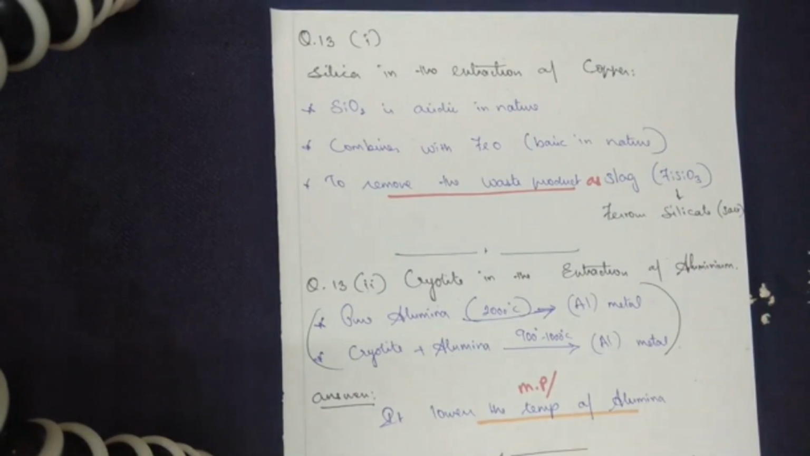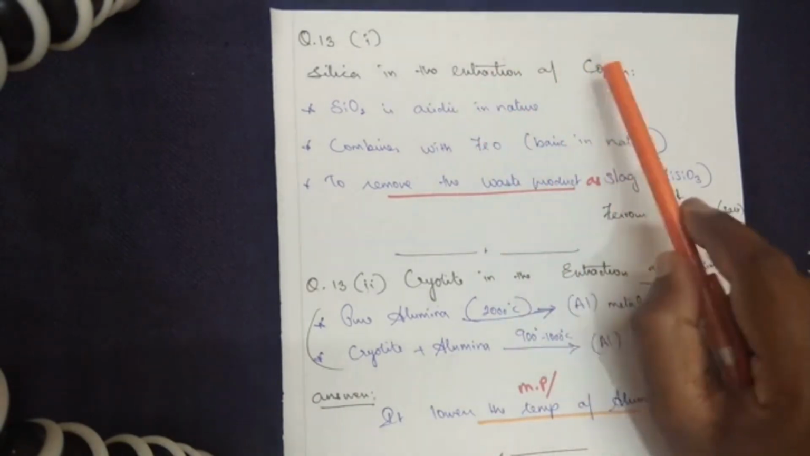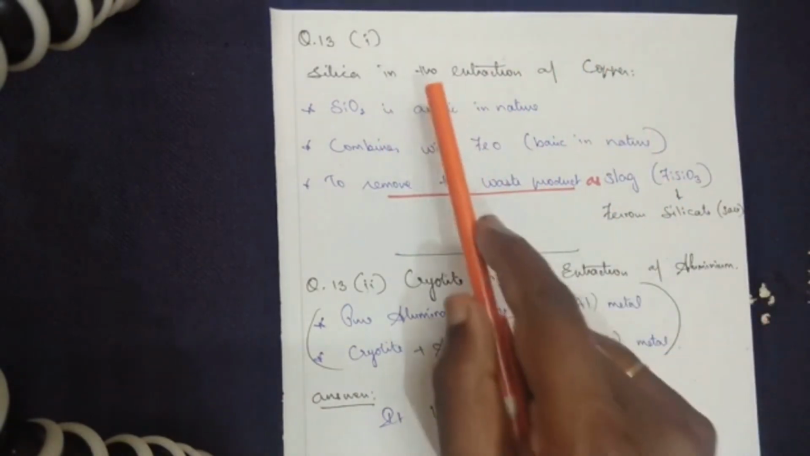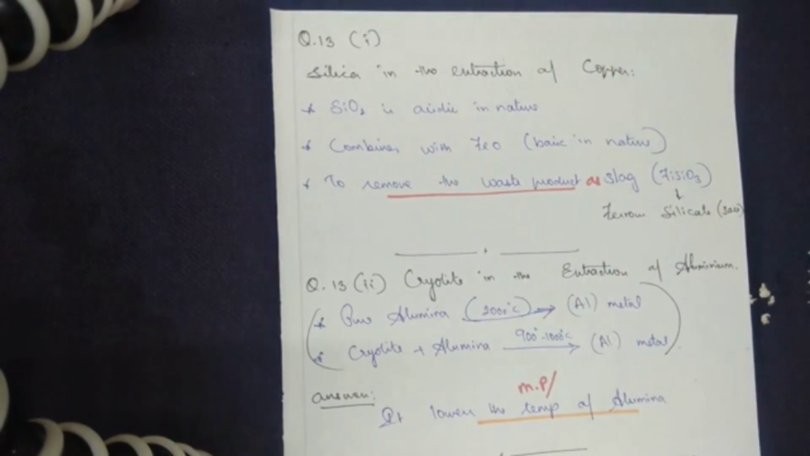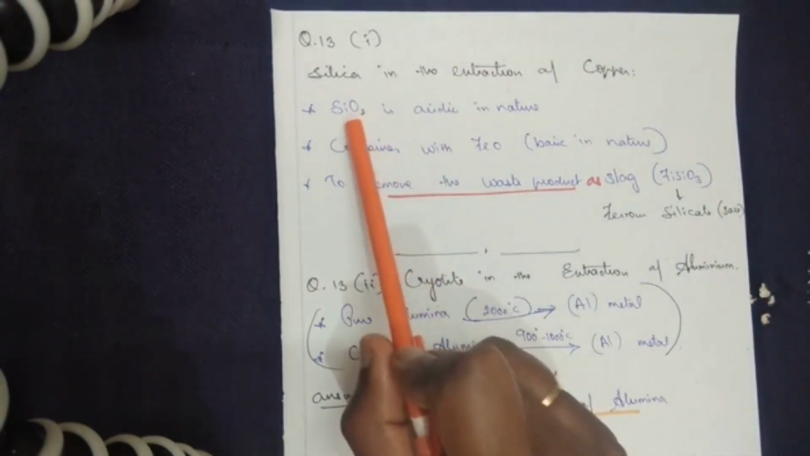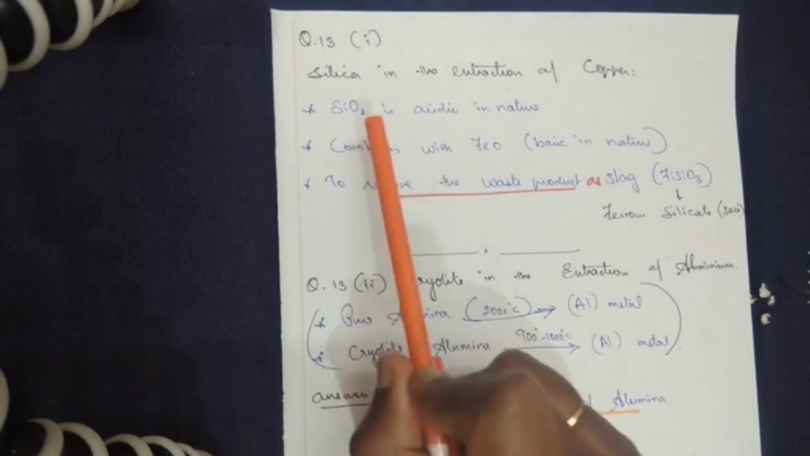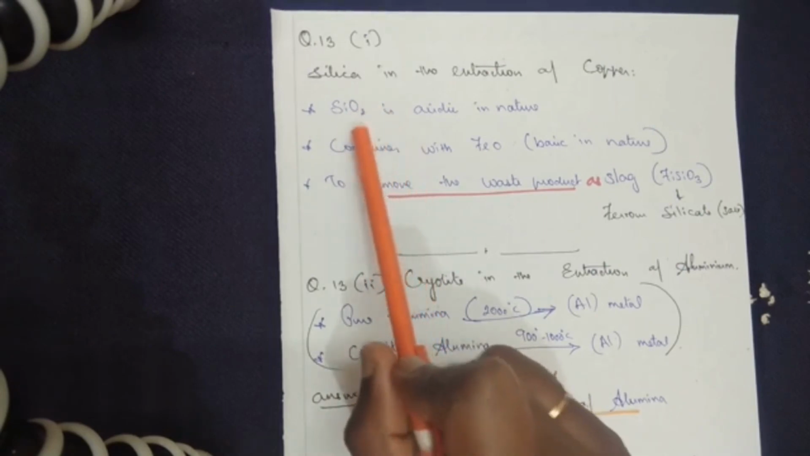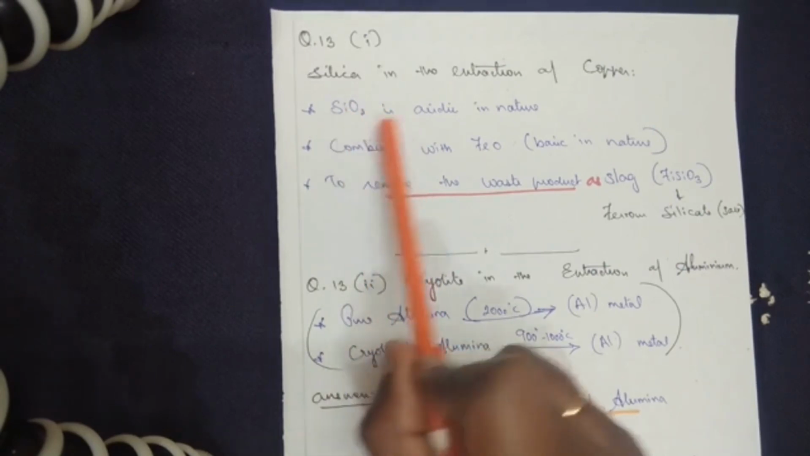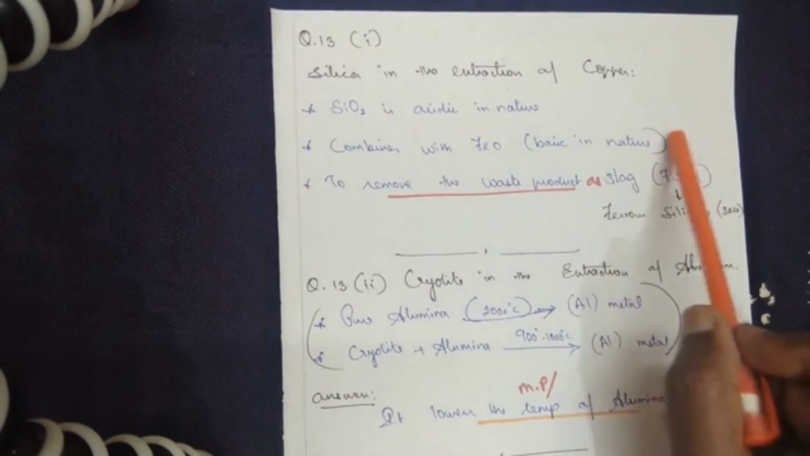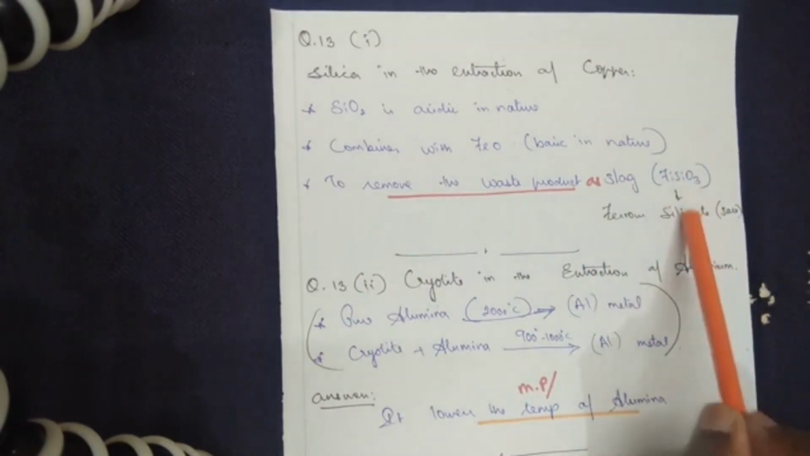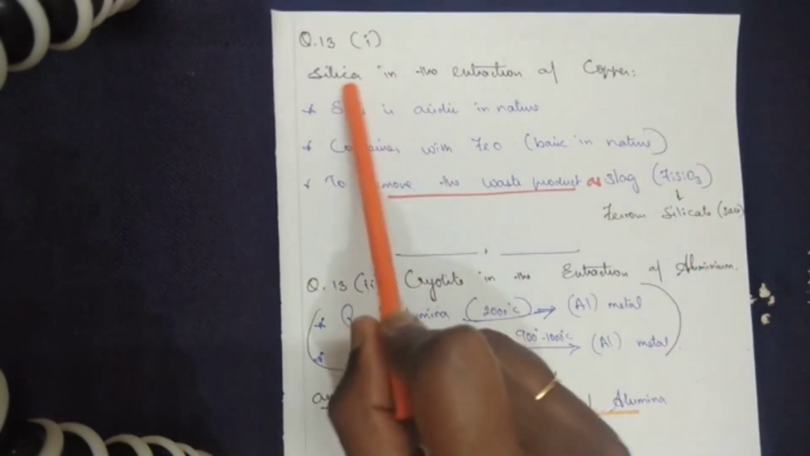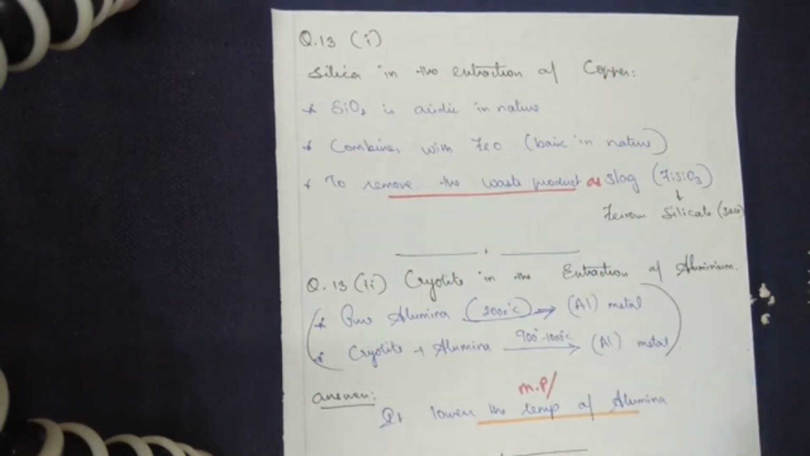Limestone or calcium oxide as a flux. Now in case of copper, we use iron oxide. If you refer to my notes, you will find the answer. Silica is always acidic in nature. When you mix it with iron oxide, which is basic in nature, it forms ferrosilicate as the slag and goes out here. So the question here is silica in the extraction of copper.